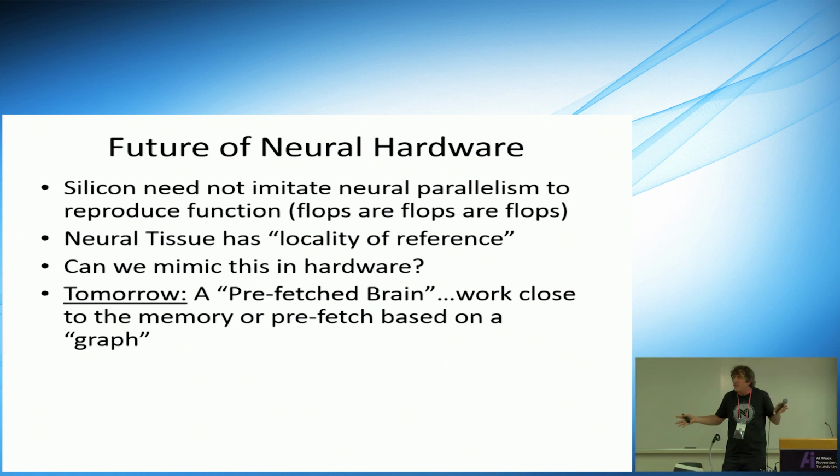Right now, our CPUs are prefetching based on the idea that everything is an array. So if I fetch something, then I prefetch the next block and the next block. But if I prefetched in a graph-oriented way, maybe I could actually deliver the kind of performance that we need, with locality of reference, like our brains. So that's in the future.